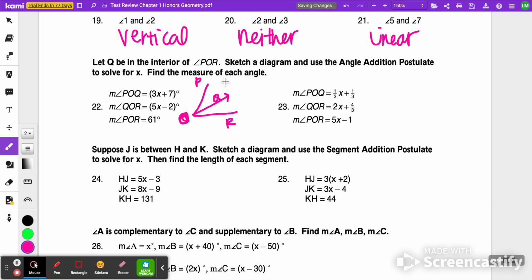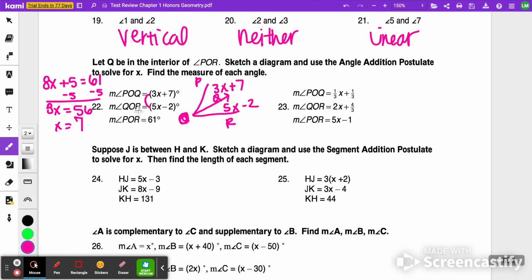So POQ is 3x plus 7, QOR is 5x minus 2, and then POR, the whole thing, is equal to 61. So what we need to do is add these two angles together and then set it equal to the whole thing of 61. 3x plus 5x is 8x. 7 plus negative 2 is 5. So that's equal to 61. And then we just start solving. Subtract 5 from both sides. We get 8x is equal to 56. x is equal to 7.